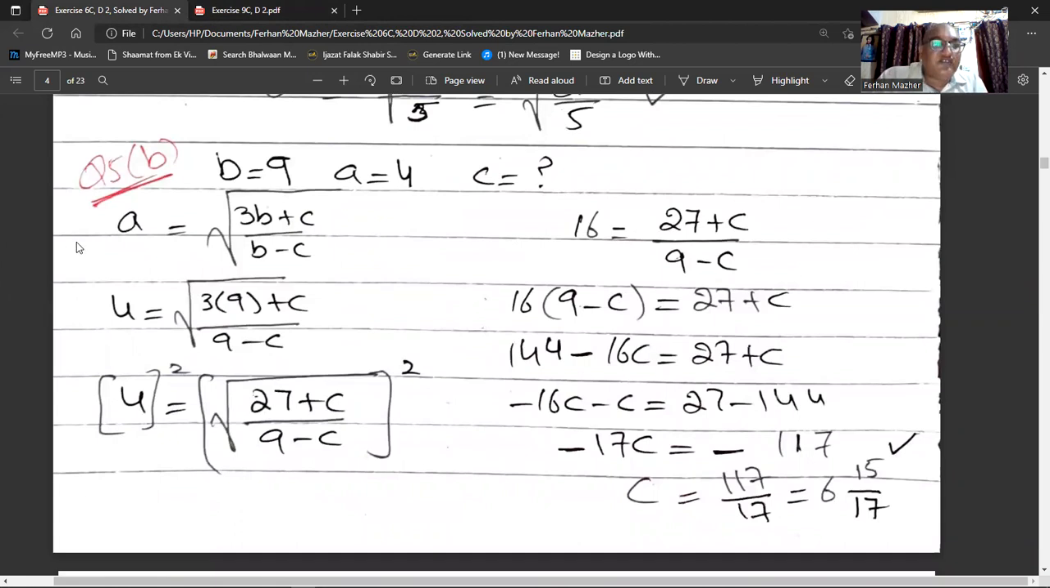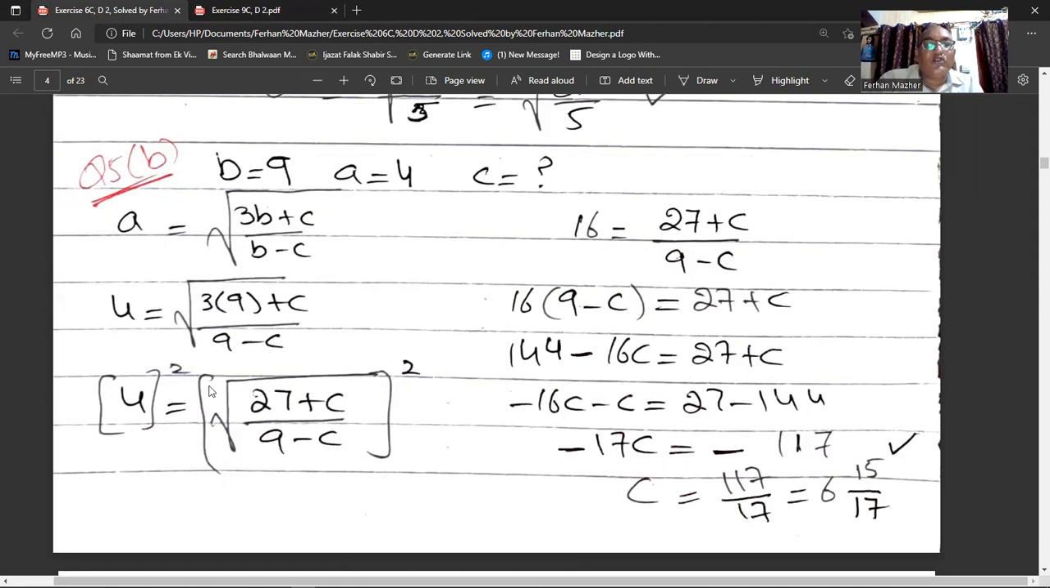The formula was A equals to the square root of a fraction under the radical sign, where the numerator is 3B plus C and the denominator is B minus C. So just put those values there. A is 4 and B is 9. So you will have a radical sign, and then 3 into 9 plus c, and in the denominator you will have 9 minus c.